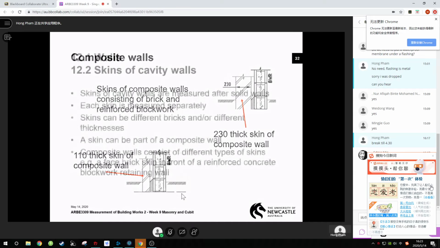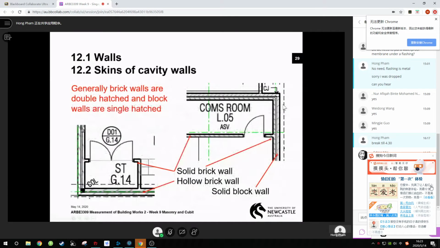Yes, this one is block work. Yes, this one is block work. Single hatch is block work, and double hatch is brickwork. External or internal, we don't know. It can be both external or internal, depending on the locations.